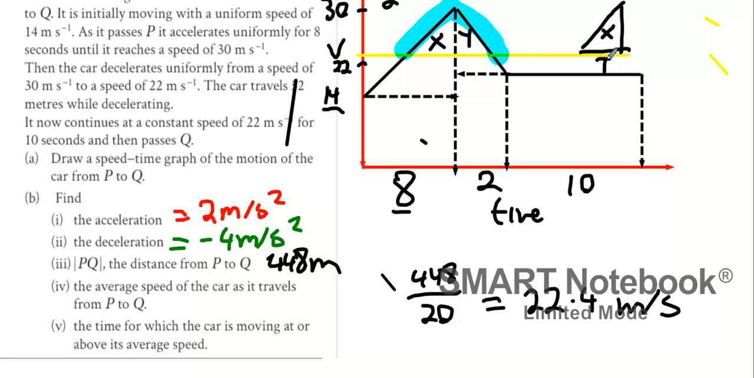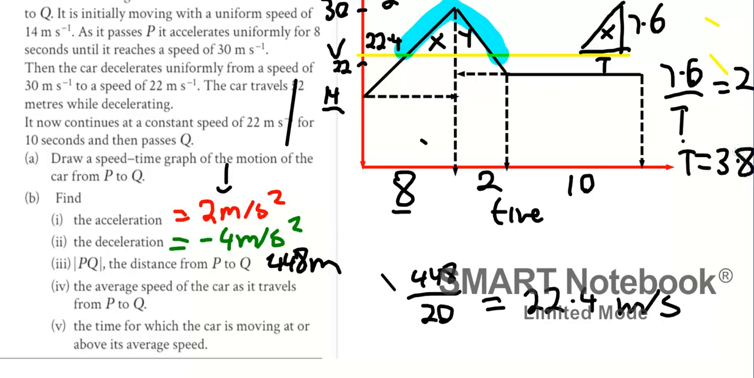Now, what's the height of this? Remember, it's 22.4 all the way up to 30. So what is the height? Now, grand. We also know the acceleration. What's the acceleration? Yeah. So the slope, when you divide 7.6 by t, the answer has to be 2, because the acceleration remains the same. So what does that mean about t? T is 3.8.